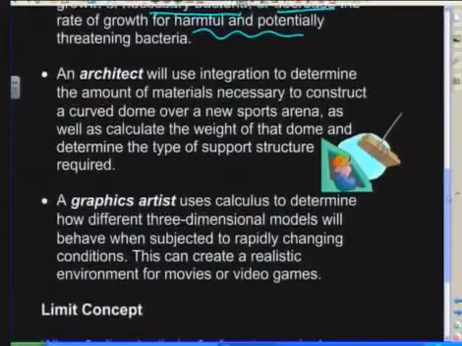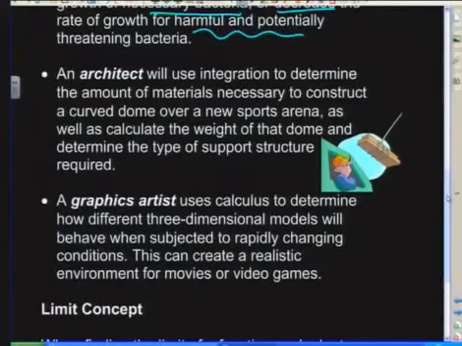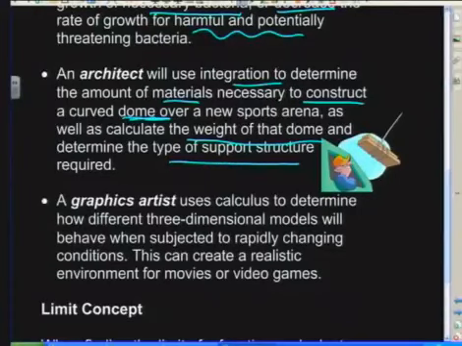One of the other uses is that an architect will use integration to determine the amount of materials needed to construct a curved dome. Think here of the Moses Mabhida Stadium in Durban. As well as calculate the weight of the dome and determine the type of support structure that's required.